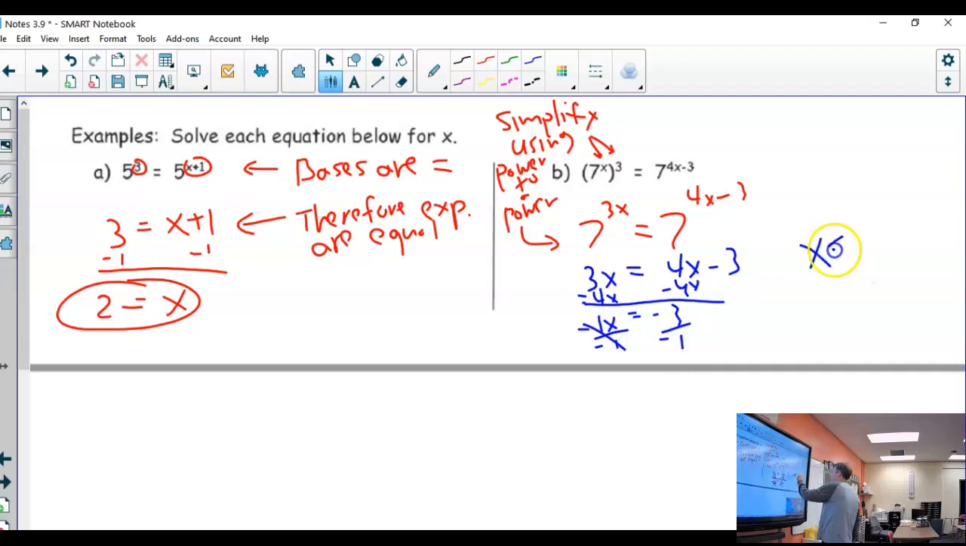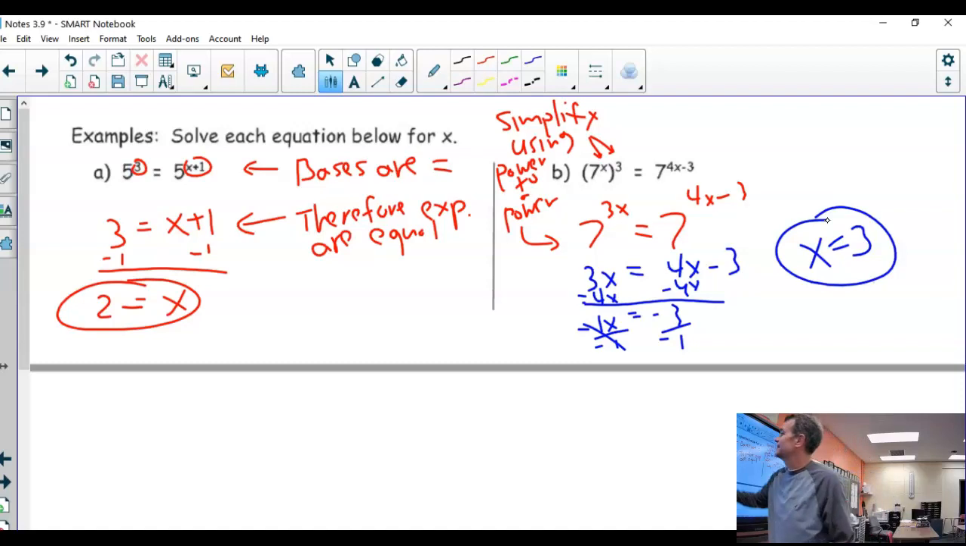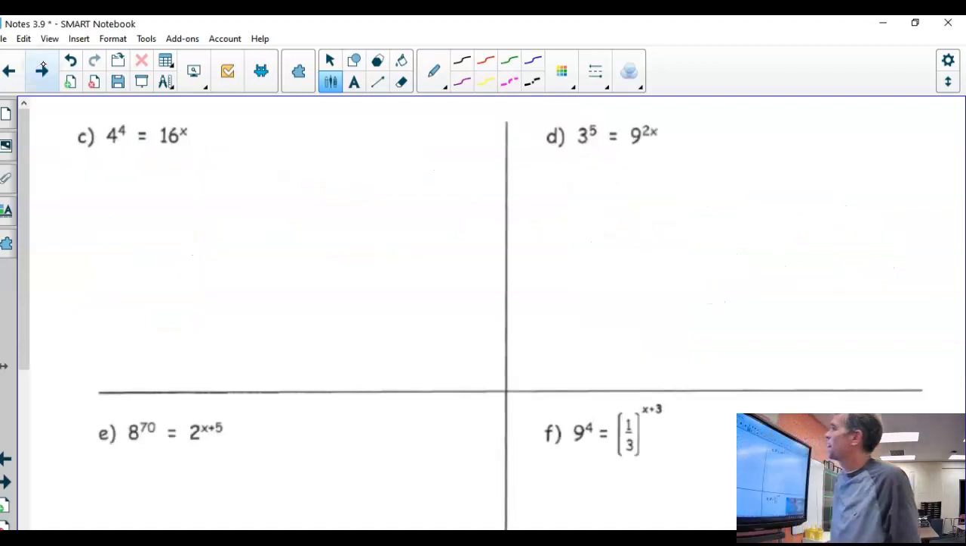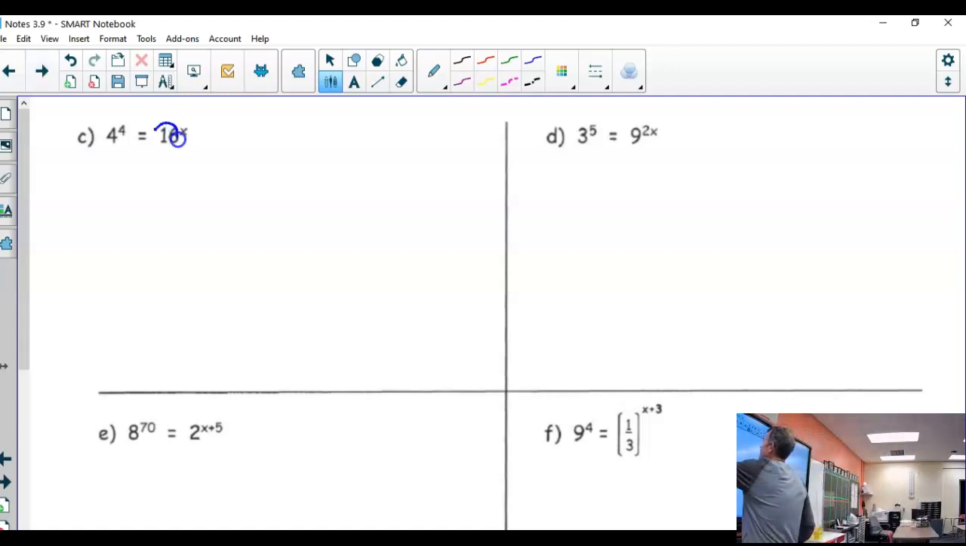And I get x equals 3. All right, let's go to a couple more difficult ones. All right, letter C. So there's a couple different ways you could do letter C. But what I see immediately is that 16 could be changed into a 4. Now the 4 could be changed, but I don't need to.